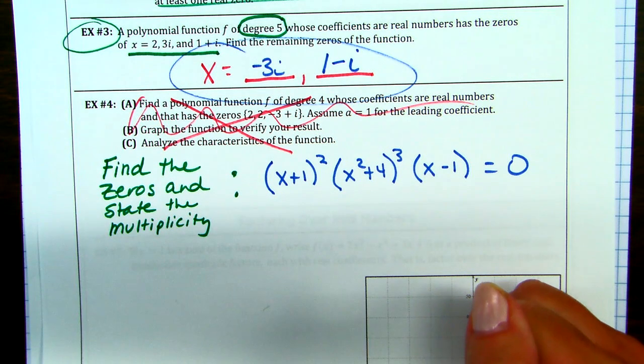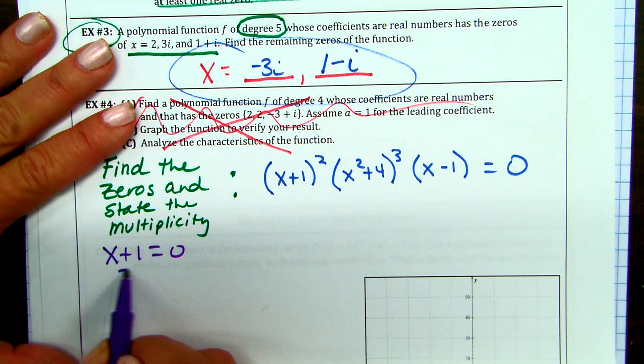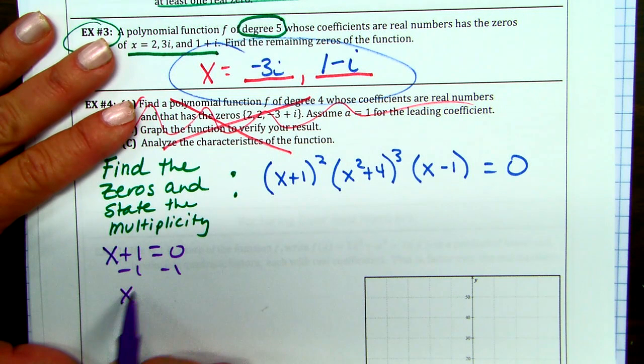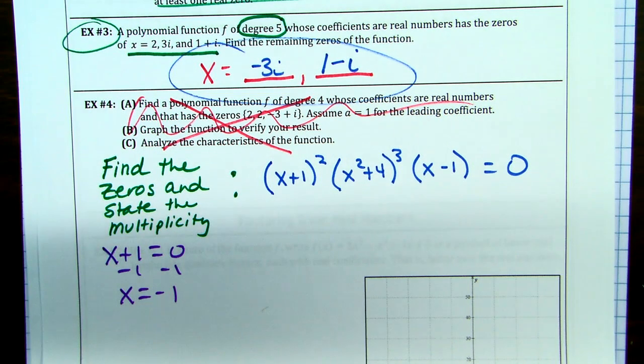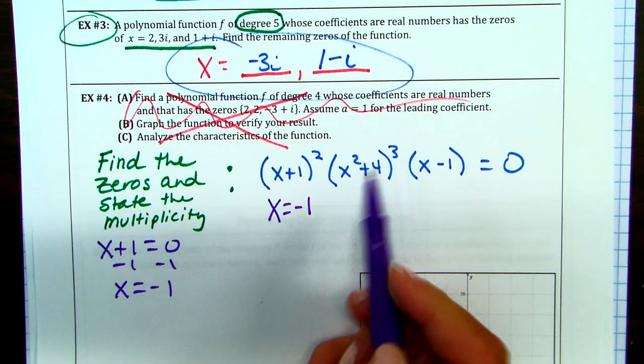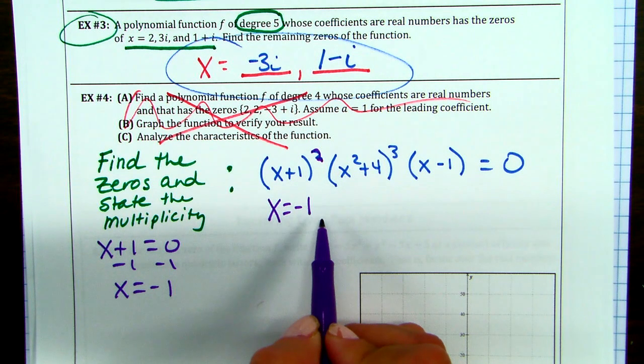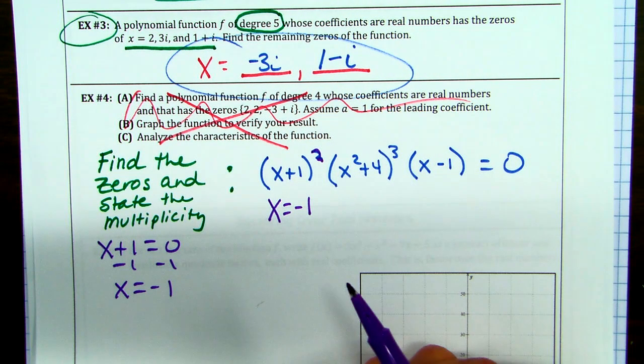Because it's really x plus 1 and x plus 1. And you know, when you set x plus 1 equal to 0 and solve it, you get x equals negative 1, right? So here's the factor, here's the zero, the root solution that goes with it. But because there's a 2, we actually have 2 negative 1s, agreed? We have 2 of them.